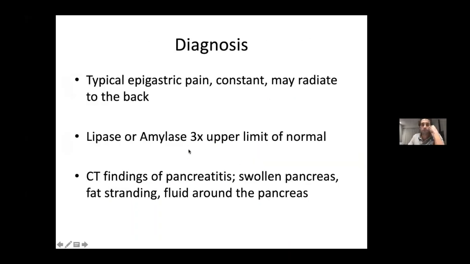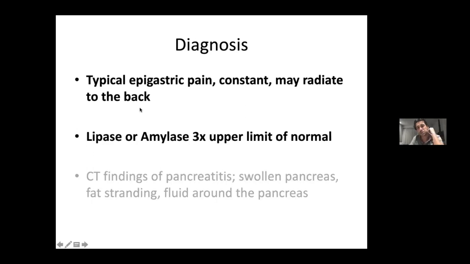But basically, when patients come to the emergency room, I think the diagnosis is mainly made on three things. It's the typical epigastric pain, which is a constant pain which might radiate to the back. The lipase or amylase is three times the upper limit of normal. And the CT findings of pancreatitis would show a swollen pancreas with some fat stranding and maybe some fluid around the pancreas. Having said that, the CT hasn't really got a real place in the initial diagnosis of pancreatitis.